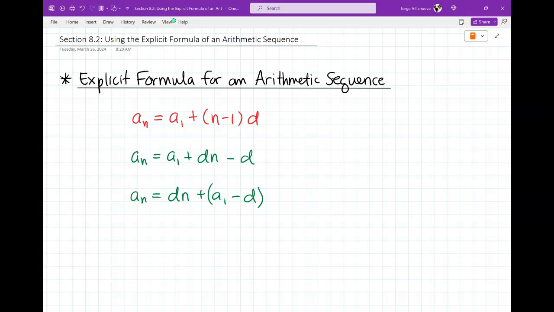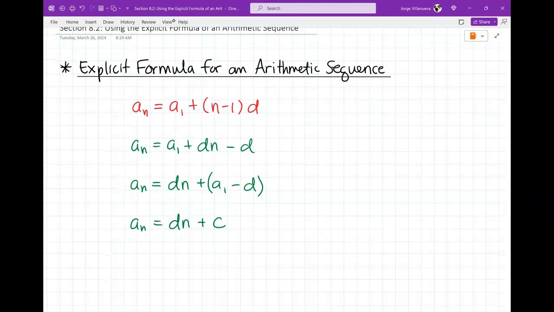So if I add a sub 1 and I do minus d, so a number minus a number, is my answer just a number? Some constant, right? It's a value like 5 minus 3, that's 2, right? Or negative 12 plus 6, that's negative 6, right? So a sub 1 minus d is just a number. So in math, we call that a constant. This right there, what I just wrote, is called the alternate form of the arithmetic sequence.